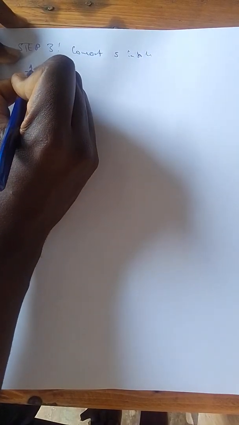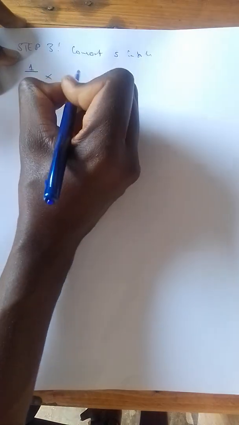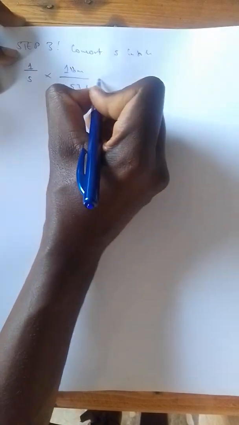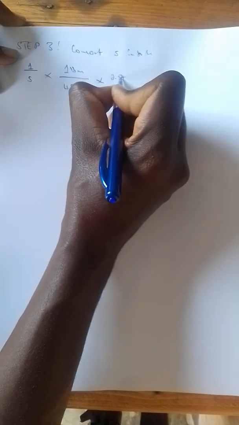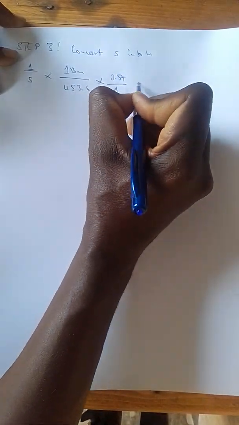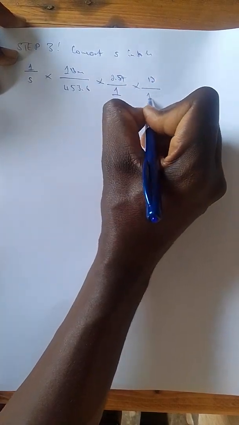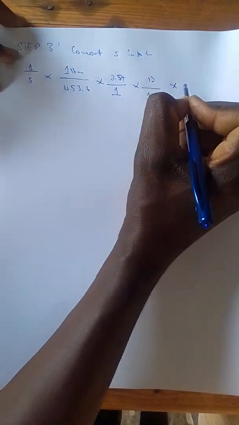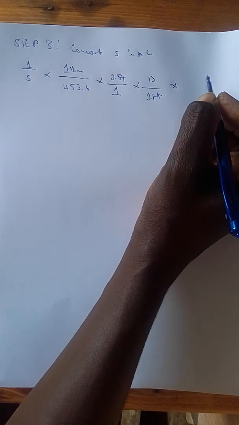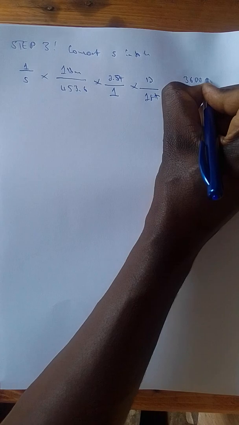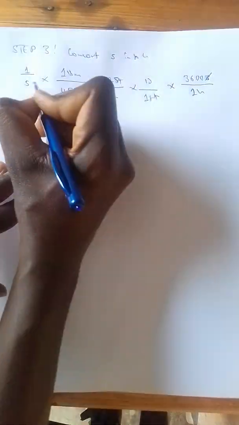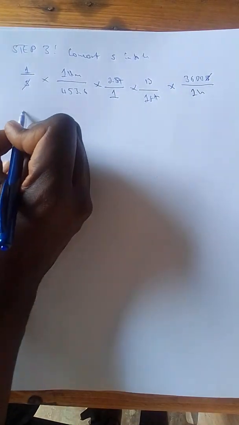So let's go now. We have 1 over second multiplied by 1 pound mass over 453.6 multiplied by 2.54 all over 1 multiplied by 12 all over 1 feet. Now we need to make sure that we get rid of the seconds and go into hours, so we can always say that it's 3,600 seconds all over 1 hour. So with that said, you can cancel this, and this is what we are left with.